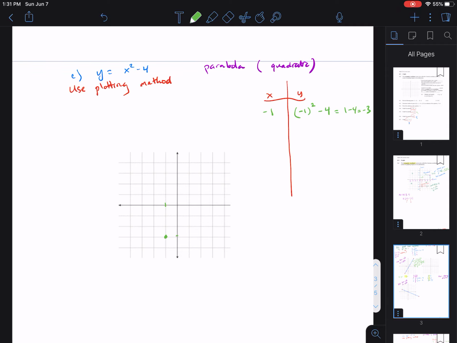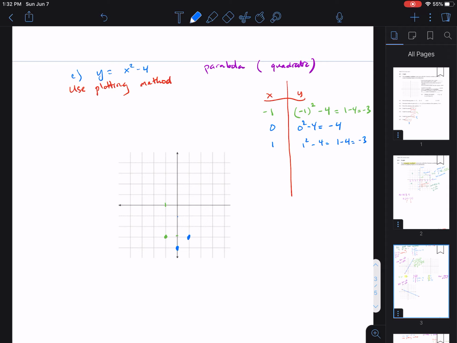For my next point, I'm going to pick 0 for x. 0 squared minus 4 is -4. So 0, -4 is my second point. If I pick x equal to 1, then I get 1 squared minus 4. We're still going to get -3 here. So we have 1, -3 there.